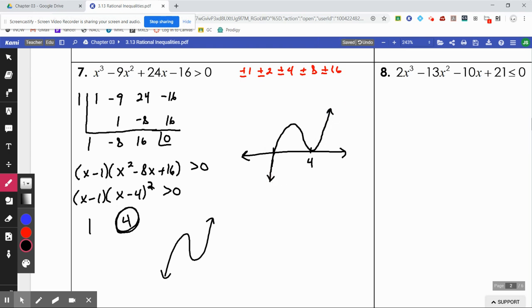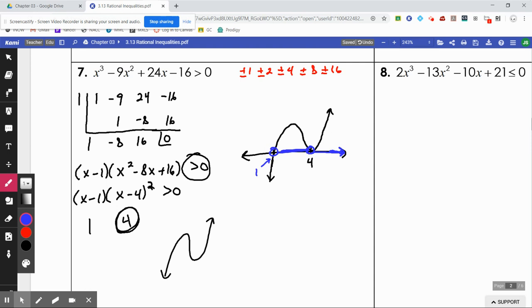So therefore, where is your graph above 0? That simply means where's your graph above the x-axis when you graph it. It's above it from here over to here. And then it's above it again over here, because it comes down and touches it there. So it's above it everywhere from, okay, what are these values? This is the value 1 and this is the value 4.